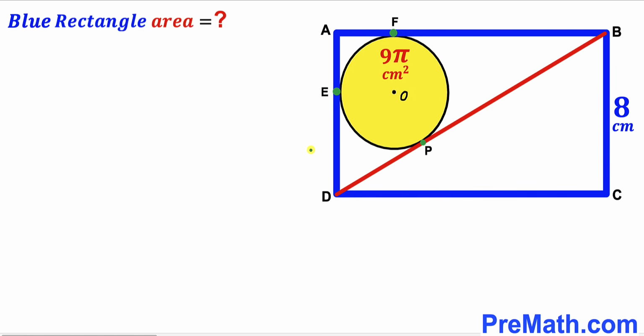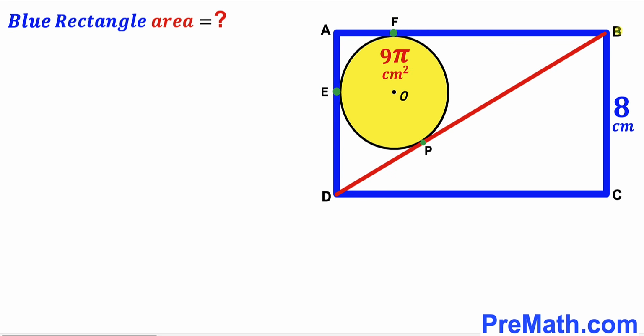Welcome to PreMath. In this video, we have this yellow shaded circle with center O, fully confined between this blue rectangle ABCD and this diagonal BD, as you can see in the given diagram, such that the area of this yellow shaded circle has been given to us as 9π cm². And moreover, these points E, F, and P are the points of tangency.